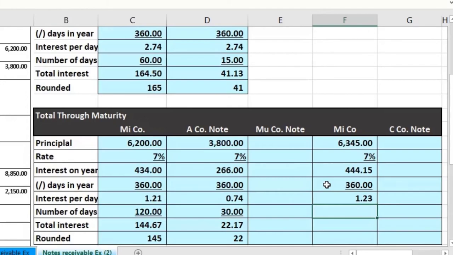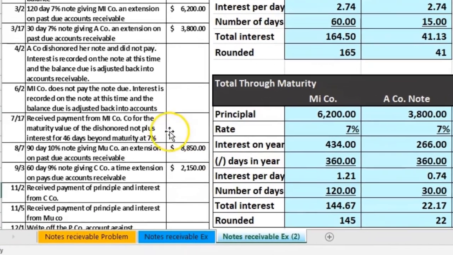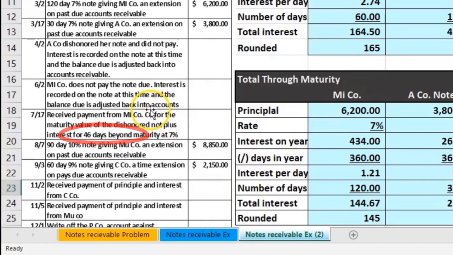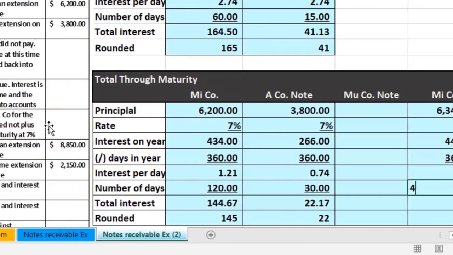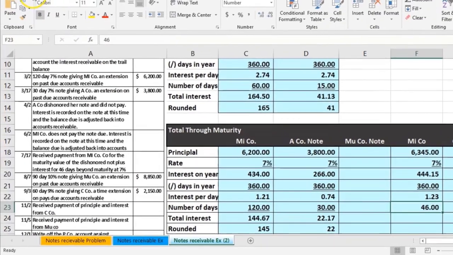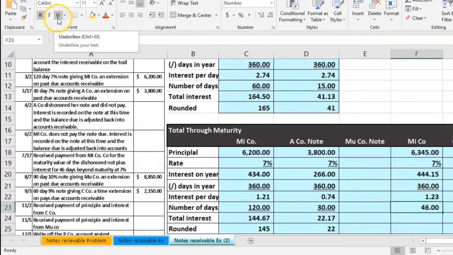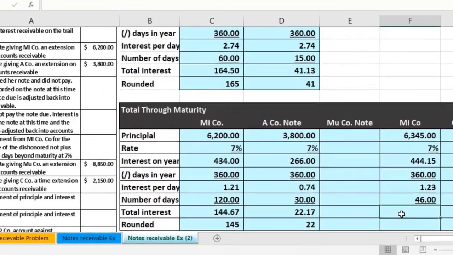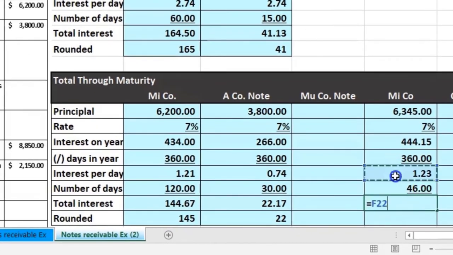$1.23 a day. And we said that there were how many days? 46 days past due. 46 days past due. Going to underline that. Home tab, font, underline. So then we'll multiply this out. This equals the 1.23 times the 46 days.